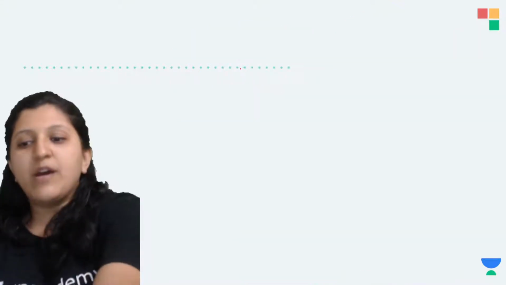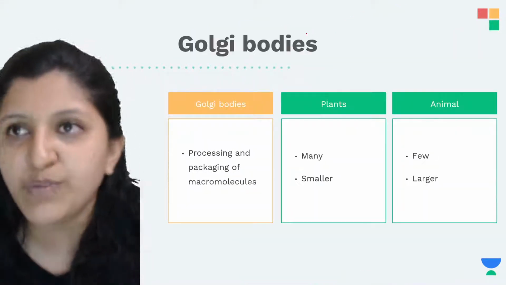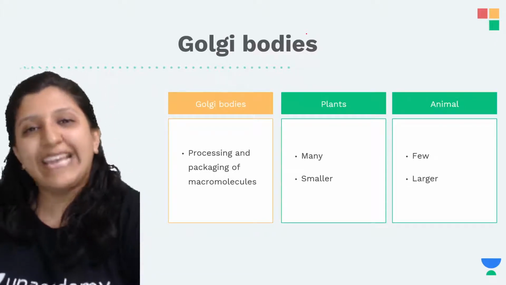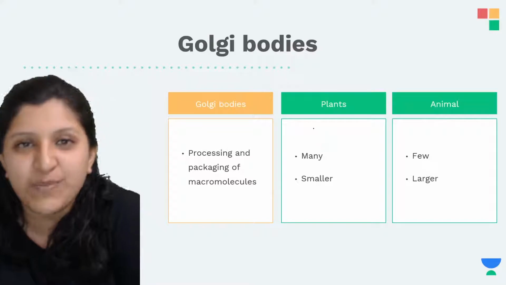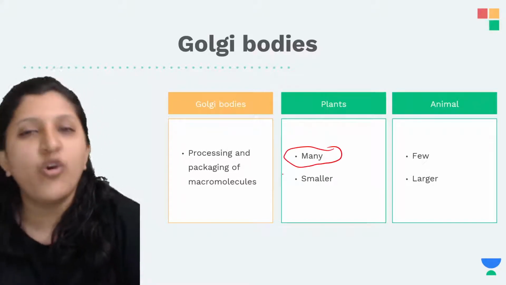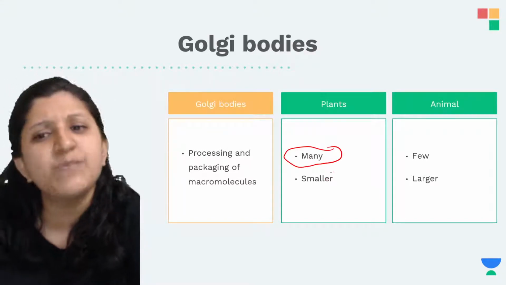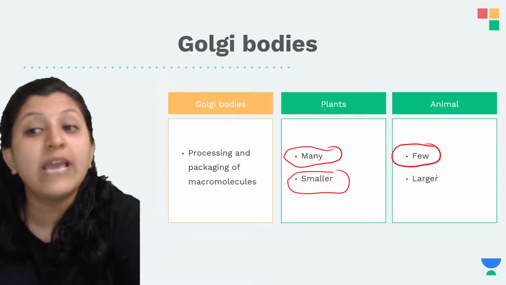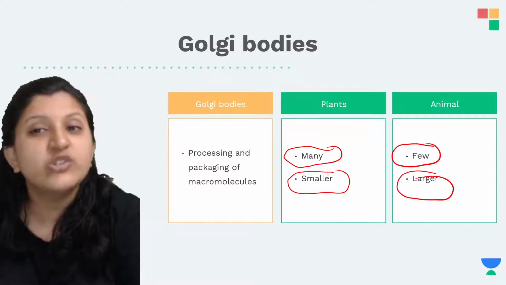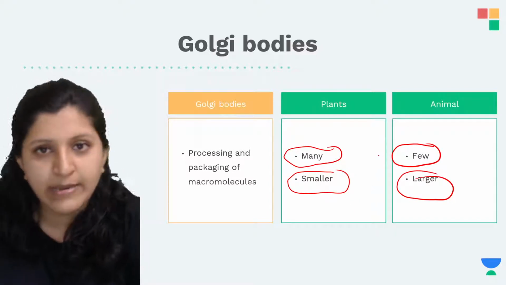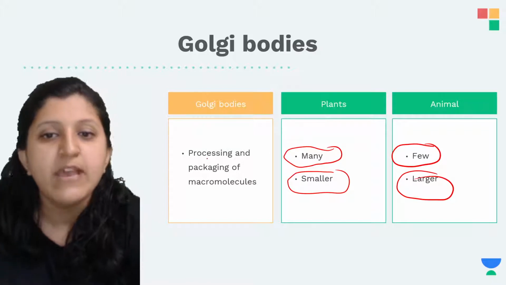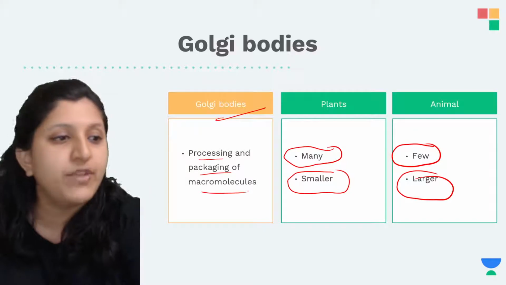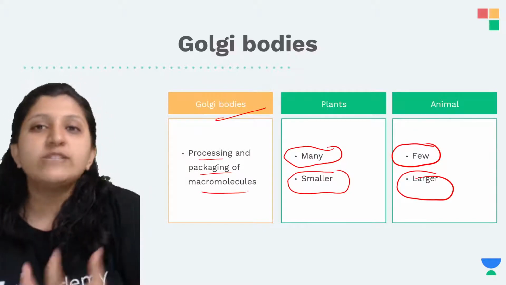Then moving on to the next one, that is the Golgi body. Where do you find a Golgi body? In case of plants, there are many Golgi bodies. Many of them you can find, but they are smaller ones. In case of animals, few can be found, but they are much larger. They are larger as compared to the plant one. Now what exactly is the function? Processing and packaging of the macromolecules.